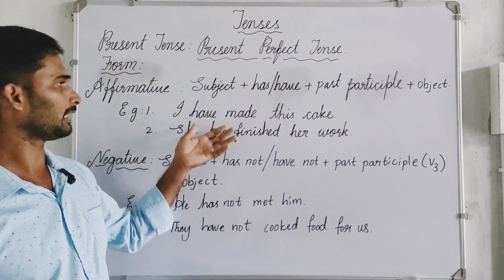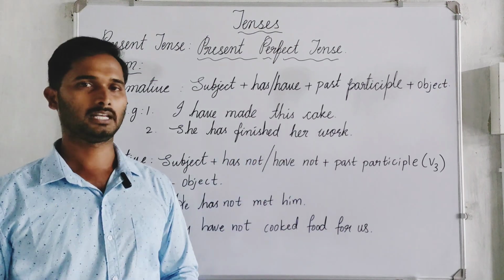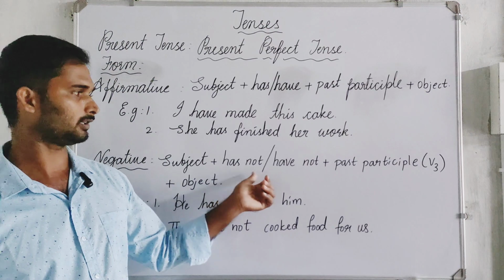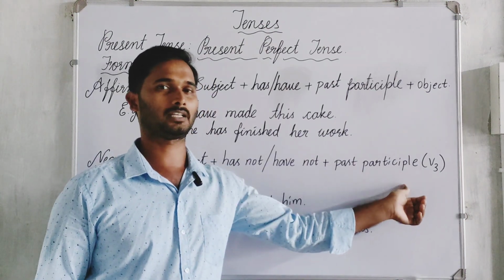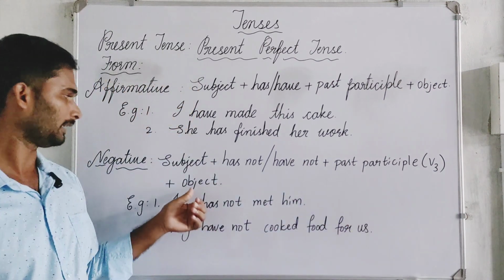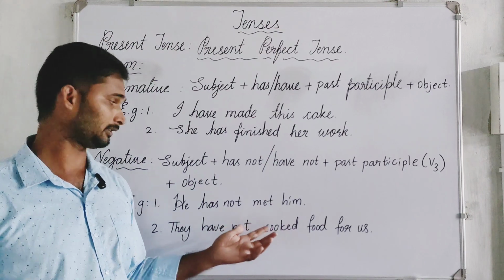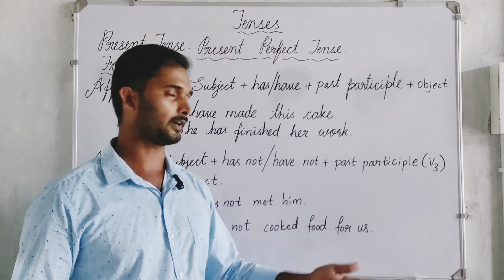Here are some examples. I have made this cake. She has finished her work. Let's learn the negative form. The syntax is subject plus has not or have not plus past participle. Past participle is nothing but the V form, verb 3 form, plus object. At the end of that, a full stop is added. Here are few examples. He has not met him. They have not cooked food for us.